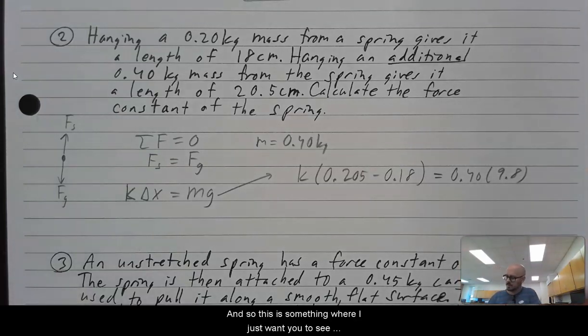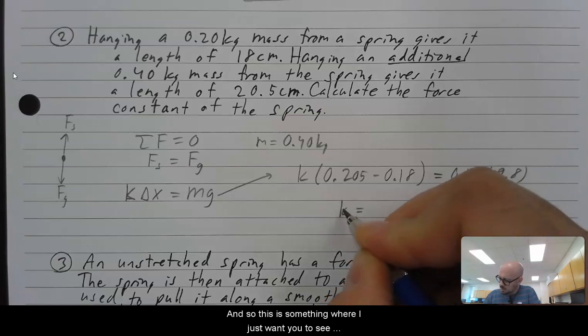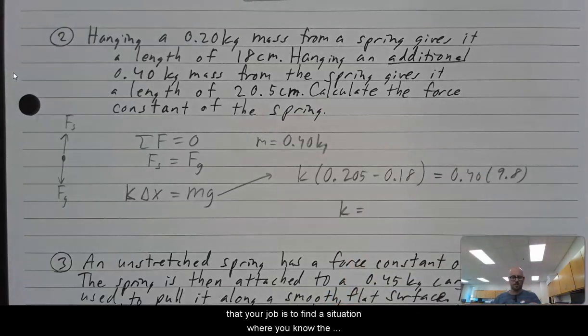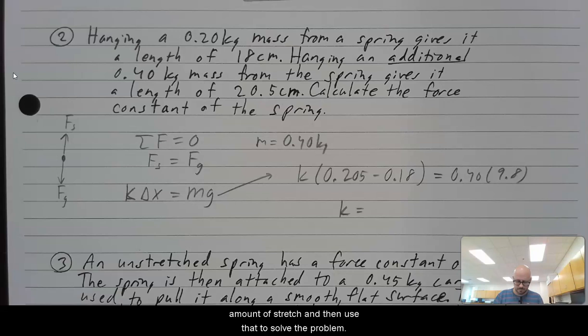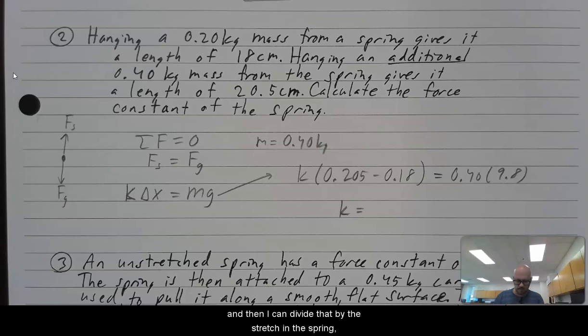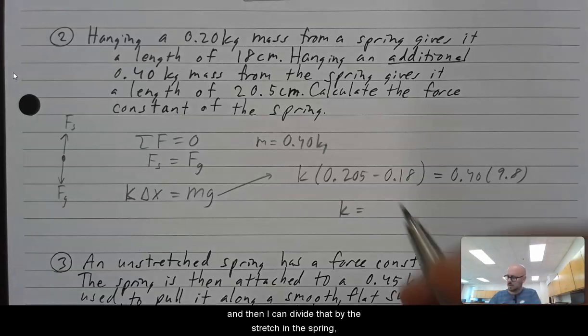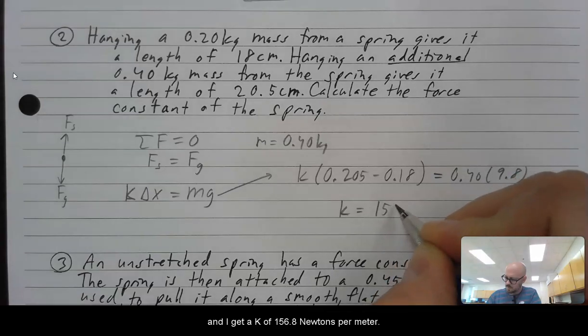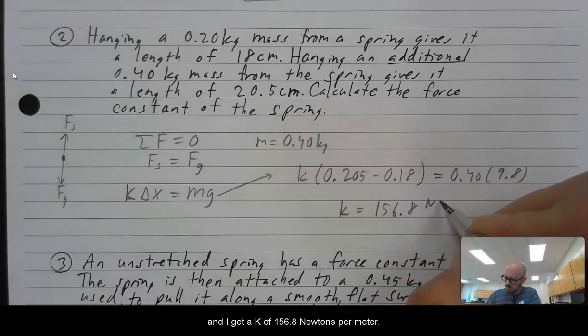And so this is something where I just want you to see that your job is to find a situation where you know the amount of stretch and then use that to solve the problem. So I can calculate the gravitational force, and then I can divide that by the stretch in the spring, and I get a K of 156.8 newtons per meter.